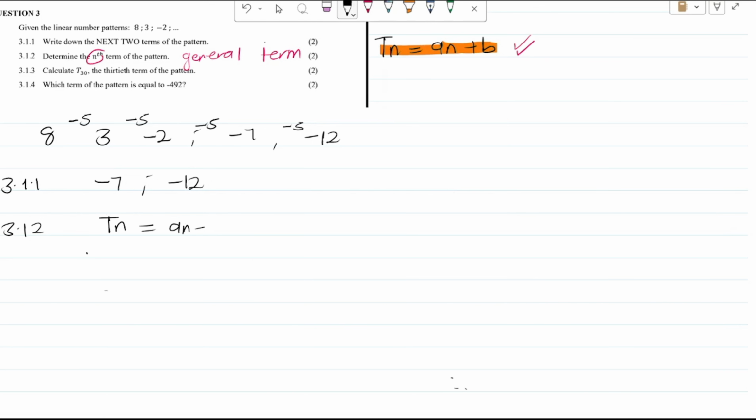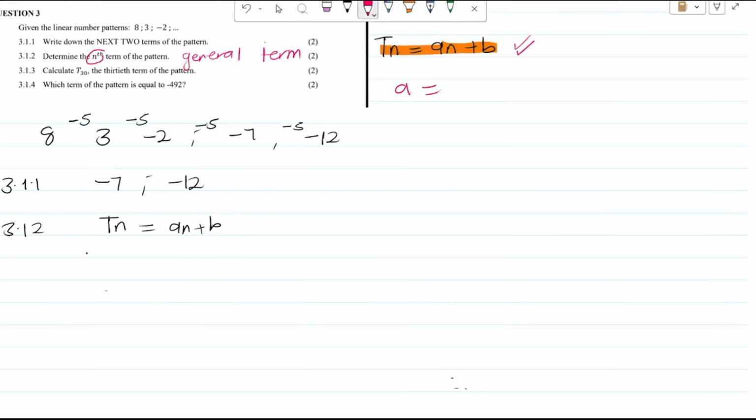Tn is equal to an plus b. Now, explain again: Tn is the value, a is our common difference, n is the position or the term number. Then b is a constant value that is actually part of the rule, right? So I'll show you how we get a. Please note, I'm writing the notes in pink.